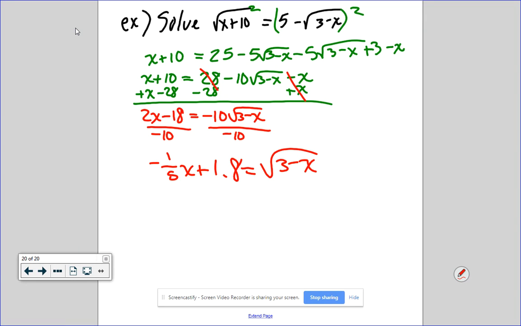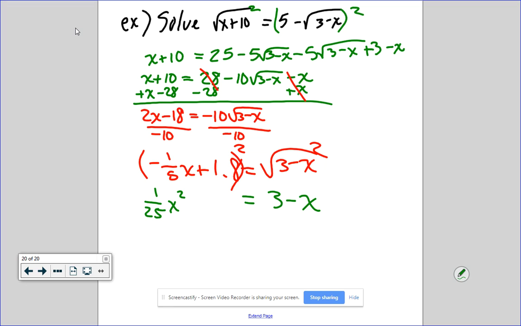Now I have to get that radical by itself. That's a fifth. So I'm going to square both sides. The right side again simplifies nicely: 3 minus x. The left side, again, I have to FOIL. So I've got negative 1/5 x times negative 1/5 x. That's 1/25 x squared.